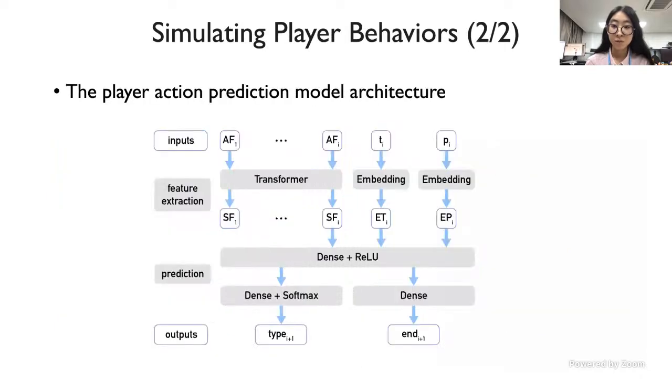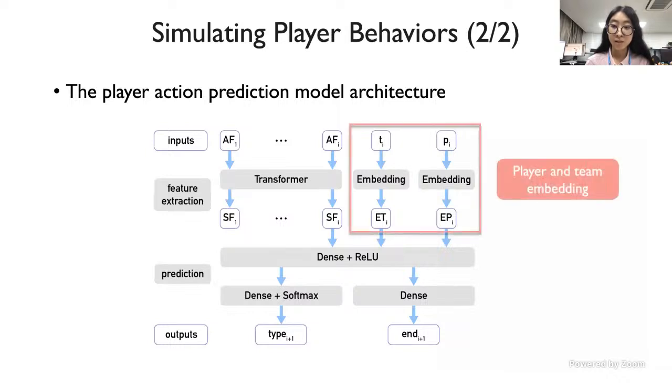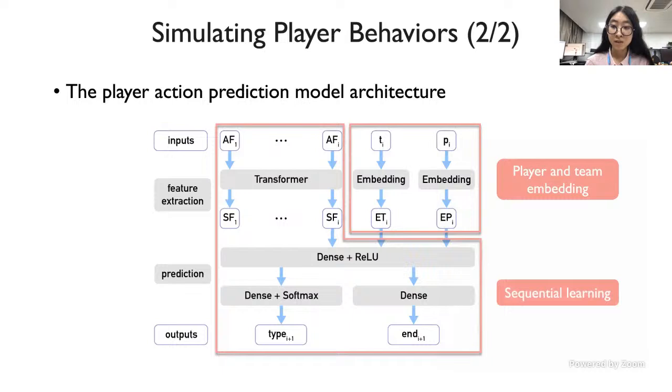The player action prediction model contains the player and team embedding and the sequential learning model. With the player and team embedding, the playing style of players and the tactic style of teams can be represented by the learned embedding vectors. The sequential learning model extracts the state feature with the transformer network and predicts the next action with the state feature vector and the embedding vectors.